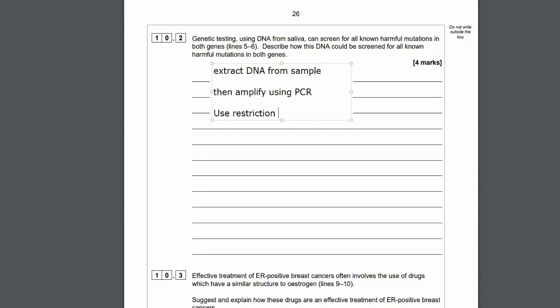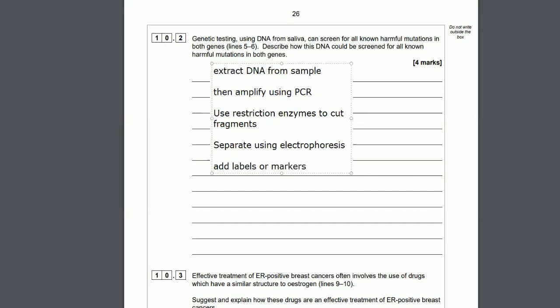So we need to extract the DNA from the saliva, amplify it using PCR, use restriction enzymes to cut it into fragments, and then do gel electrophoresis, which will separate the different fragments based on their size. We can label them, we can mark them. You can do that using radioactive isotopes, or you can do that using fluorescence. And those markers, like probes, join by a process called DNA hybridization.